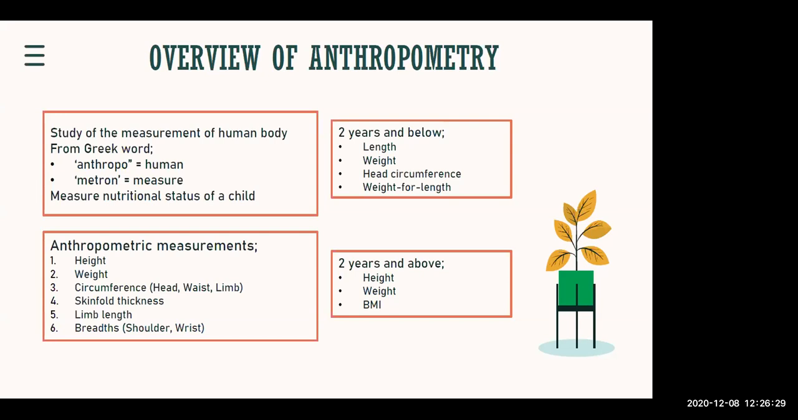Examples of anthropometric measurements are listed in the box, as you can see on the left side of the slide. In pediatrics, the essential growth measurements in infants and toddlers up to age 2 years old are length, weight, head circumference, and weight for length. For children aged more than 2 years old, the essential growth measurements are height, weight, and also BMI, body mass index. So next.